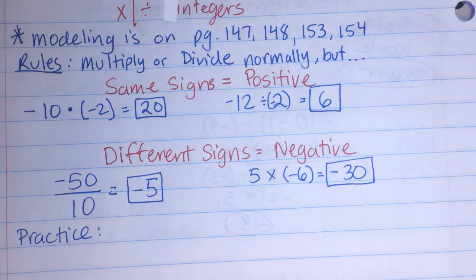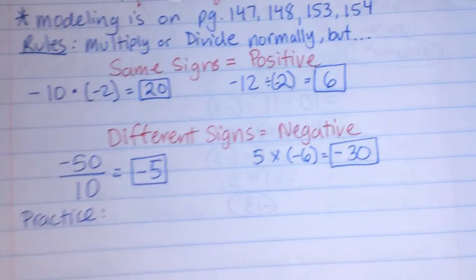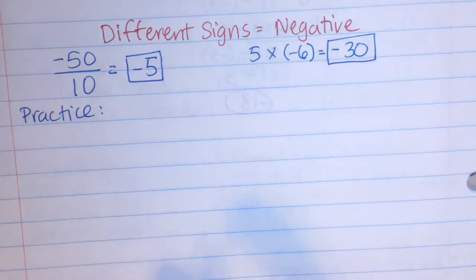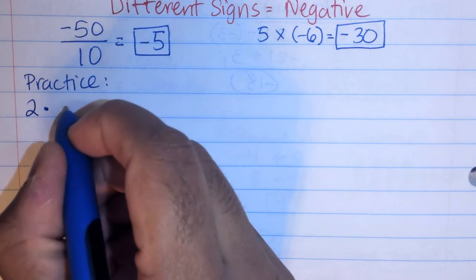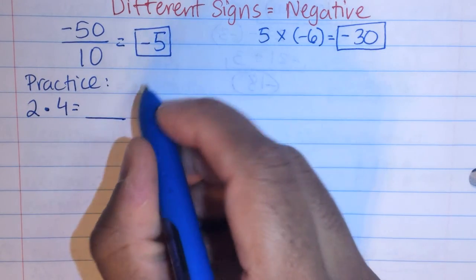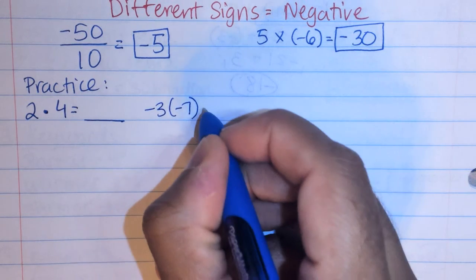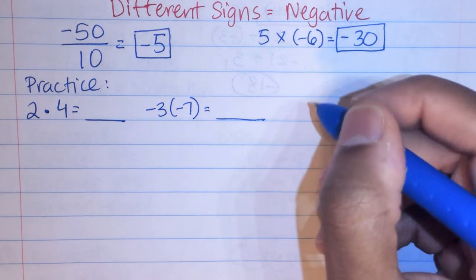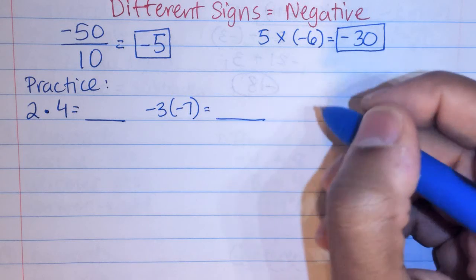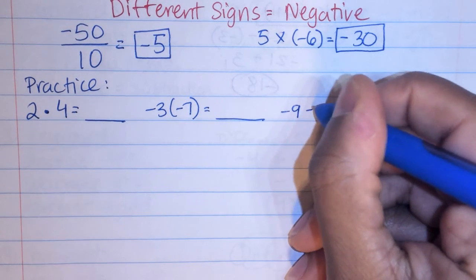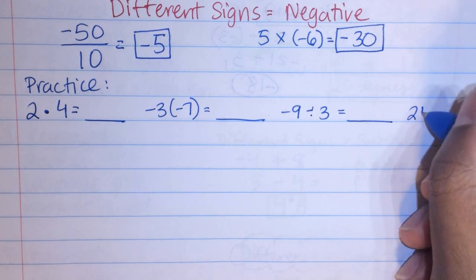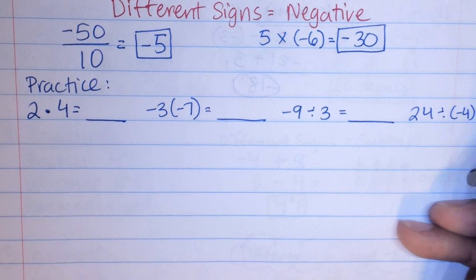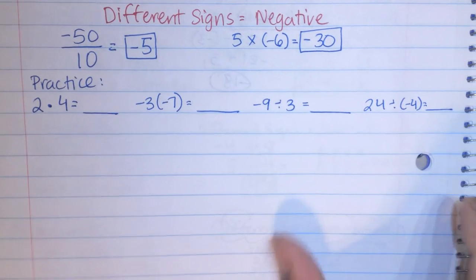Okay. All right. So we're gonna do 4 practice questions. I'm gonna give you a little bit of time on your own. I want you to do these 4 practice questions by yourself. Look at your notes, try it out, and we'll come back and talk. Do 2 times 4. Negative 3 times negative 7. Negative 9 divided by 3. And let's do 24 divided by negative 3. Maybe about 2 minutes. I want you to work out those questions.